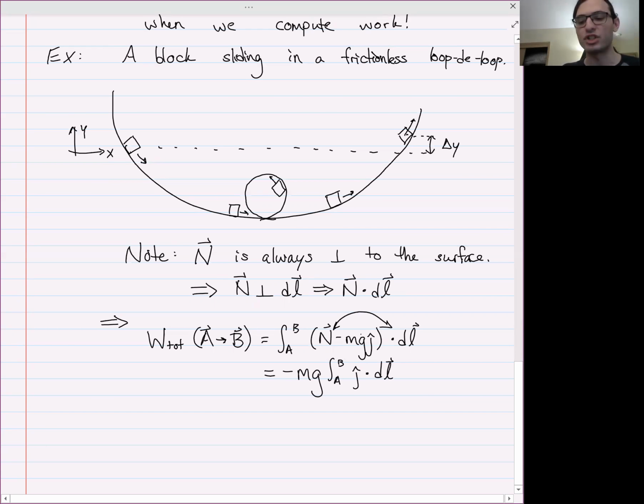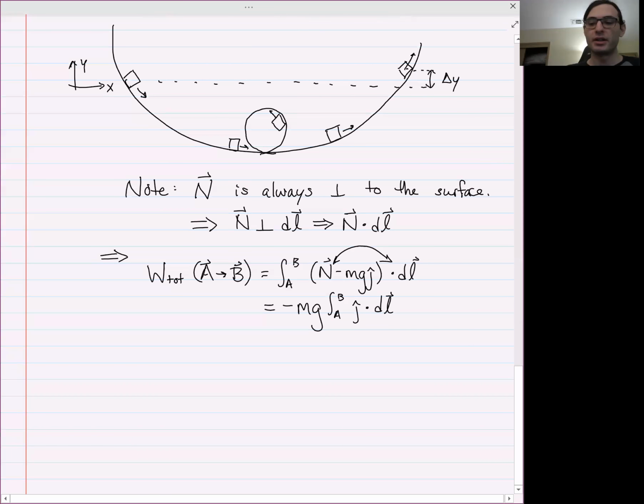Right, m and g are both constant. They're just mg like normal. J is the j vector, and dl is the thing that's constantly changing. It tells you the direction of the path that the object is taking. Now, this is great because we didn't have to know what the normal force was. That's definitely a win. But this is still fishy, right? Because we don't know what dl is.